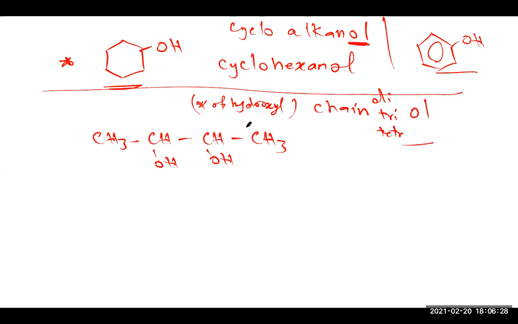Okay, let's do this one. So it will be 1, 2, 3, 4. I will have hydroxyls on 2 and 3, and here we have a chain of 4, so it will be butane. And we have 2 hydroxyls, so it will be butane diol.